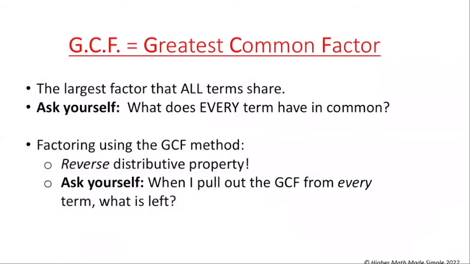Let's jump right in. This is called the greatest common factor because it's simply the largest factor that all of the terms share, stressing all of the terms share. So you can ask yourself, what does every term have in common whenever you're working on a GCF problem? In order to factor using the GCF method, it's practically the distributive property, but in reverse. After you're done, you could just do the distributive property and see if you get the original expression. So when you do the GCF method, you can ask yourself, when I pull out the GCF from every single term, what is left? Let's jump right into an example.